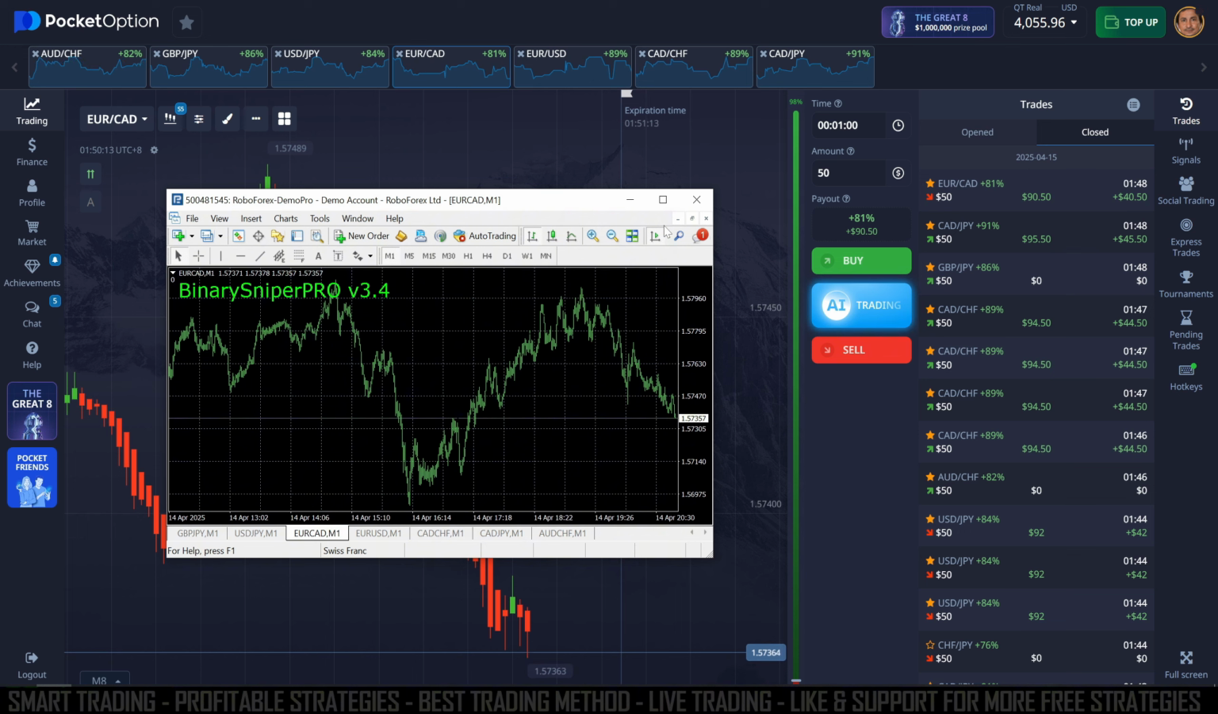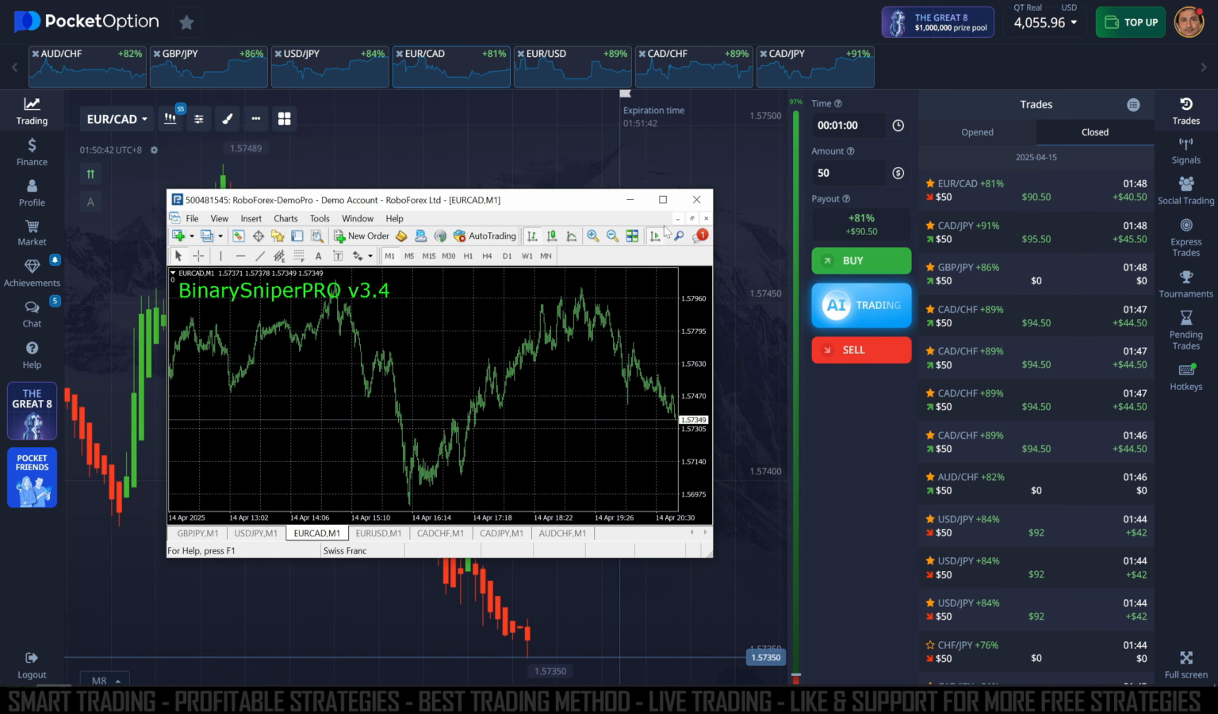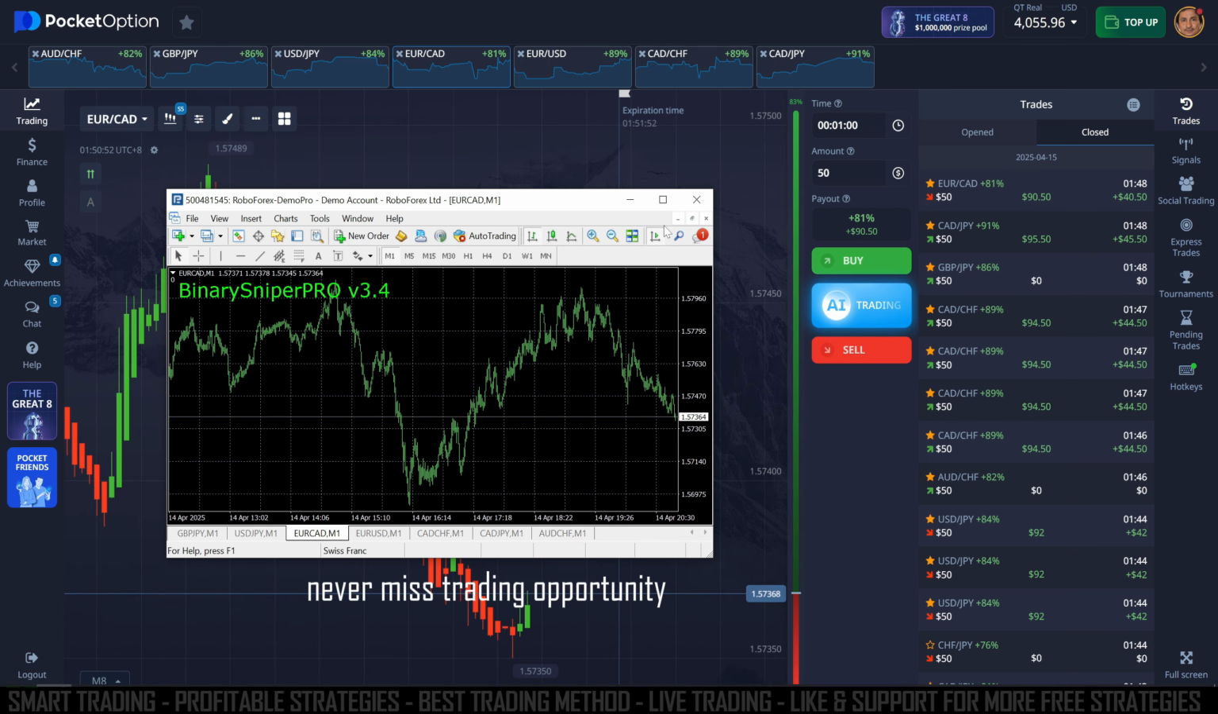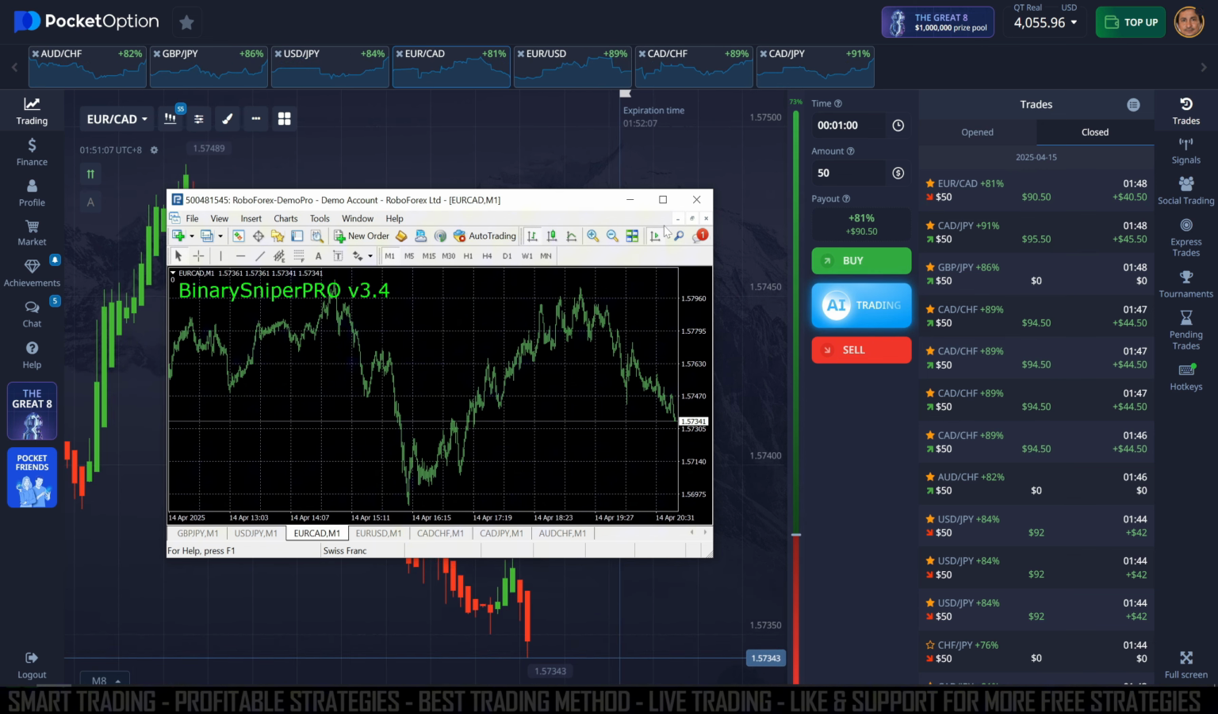This indicator comes equipped with an advanced alert system that notifies you immediately when a potential reversal is detected. This feature ensures that you never miss a trading opportunity, allowing you to react quickly and make informed decisions in fast-moving markets.